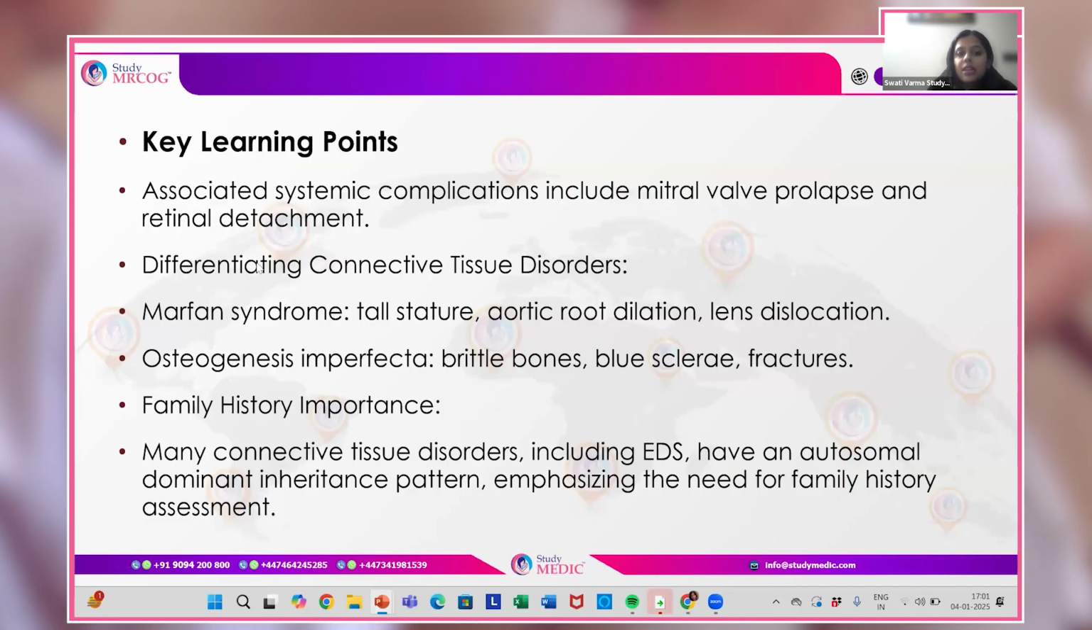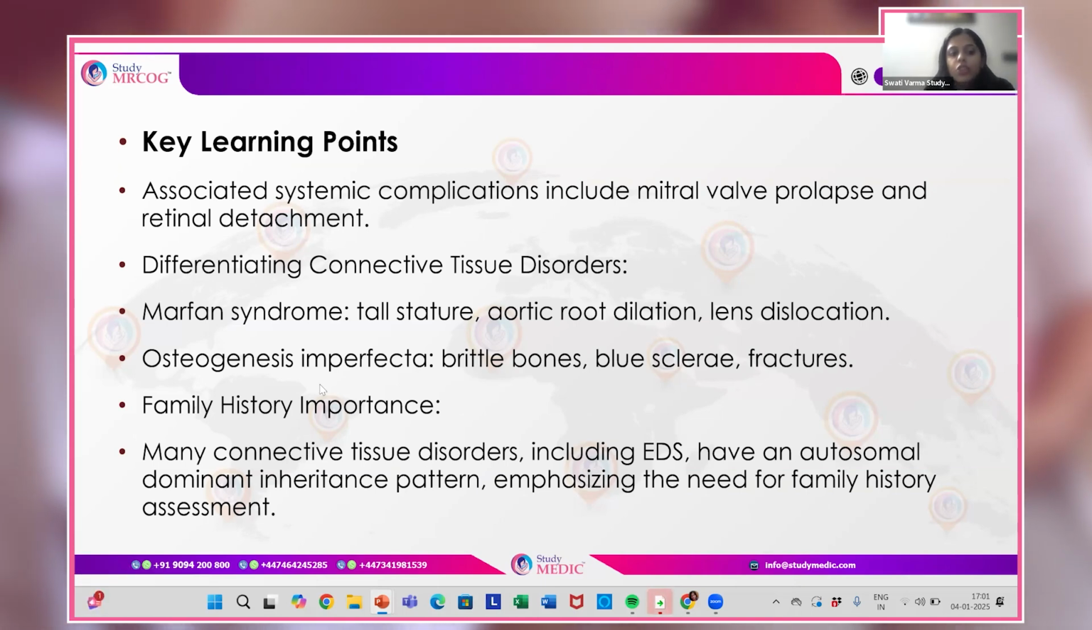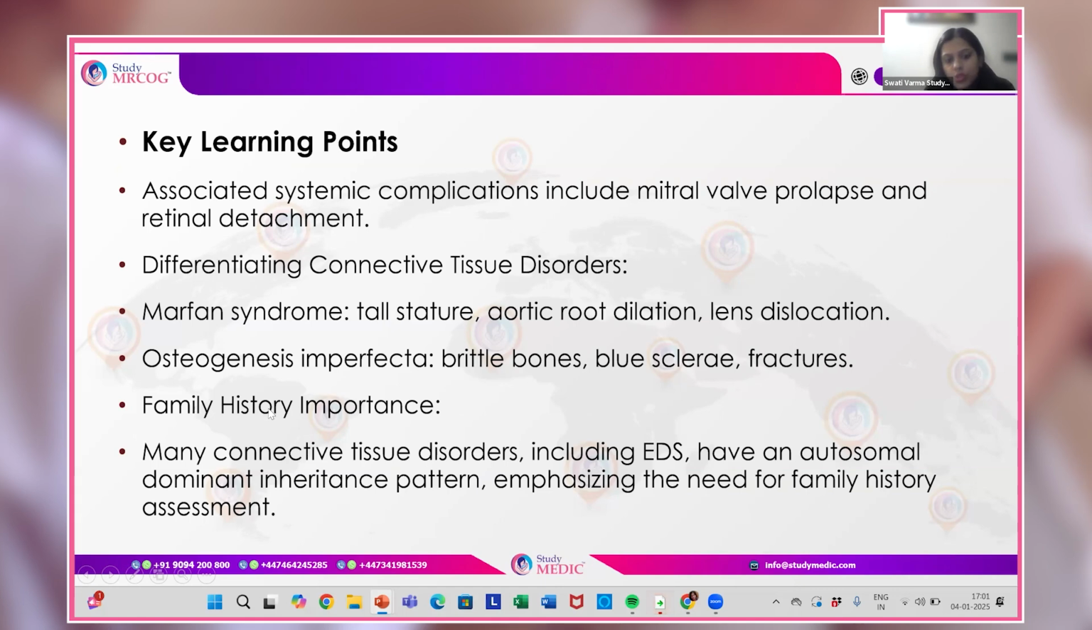Okay, so these are the key learning points. We came to know what features are suggestive of Ehlers-Danlos, and we should be very clear how to rule out the other options of Marfan's, osteogenesis imperfecta, and others.